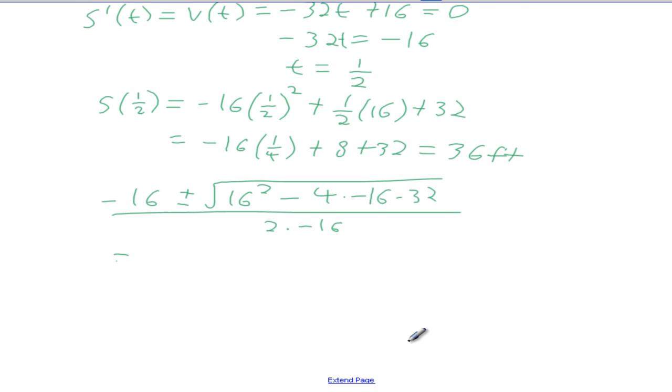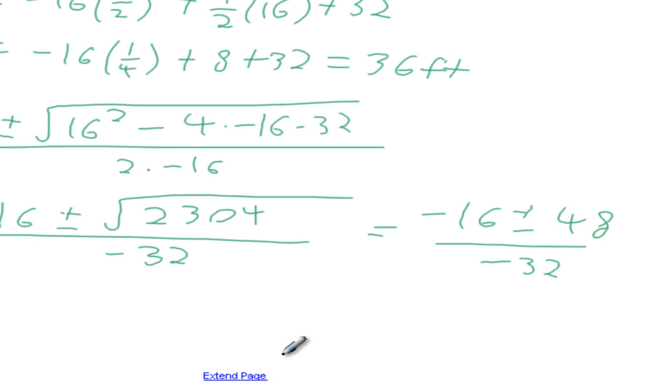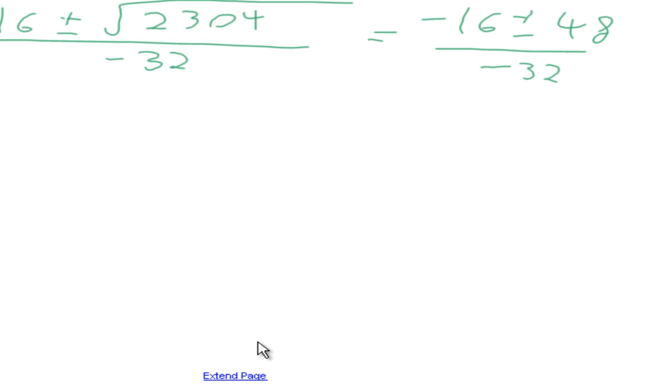When we simplify that, we get negative 16 plus or minus the square root of 2304 over negative 32, which we can simplify because we can take the square root and get negative 16 plus or minus 48 over negative 32, which gives us two solutions. The solutions will be t equals negative 1 or 2.